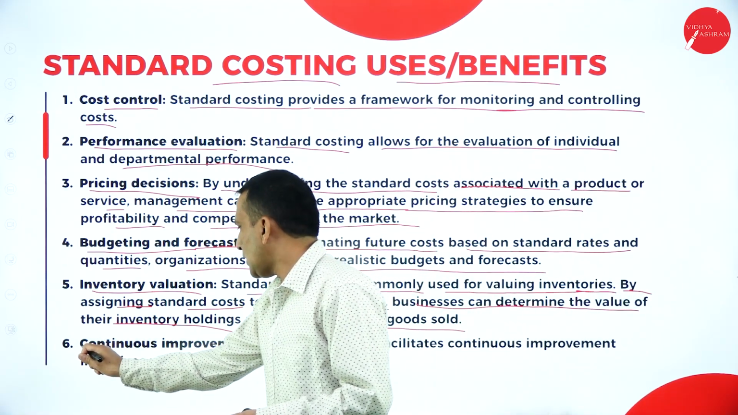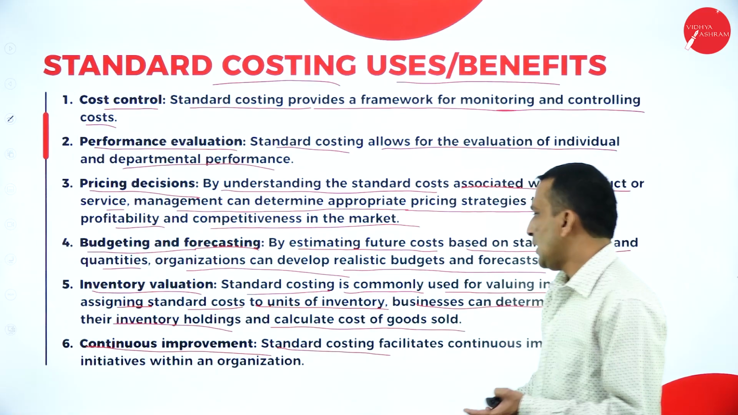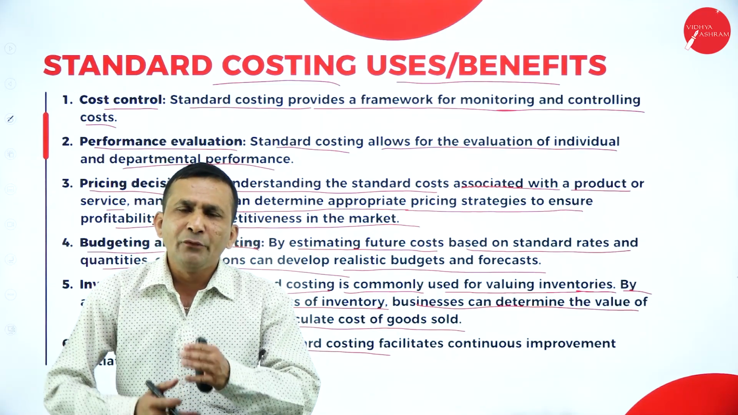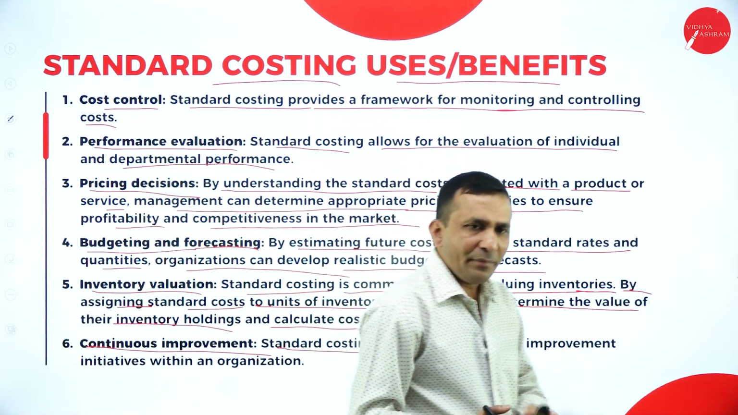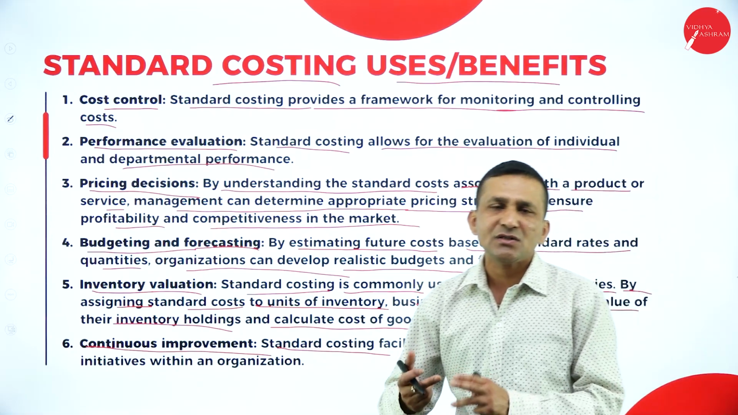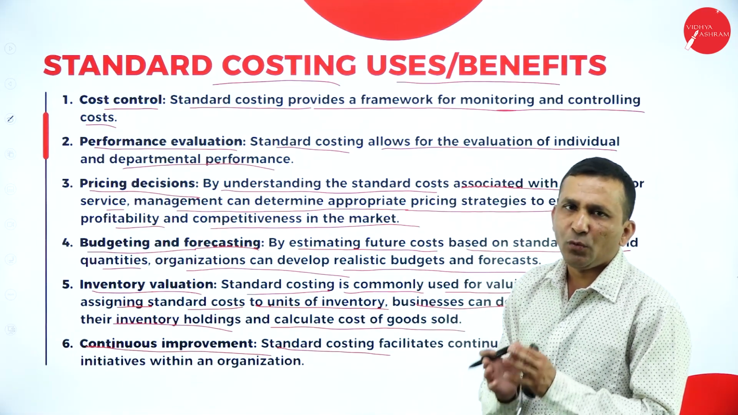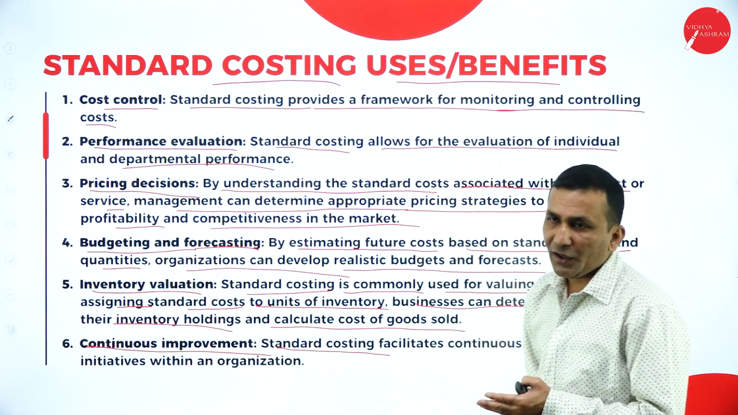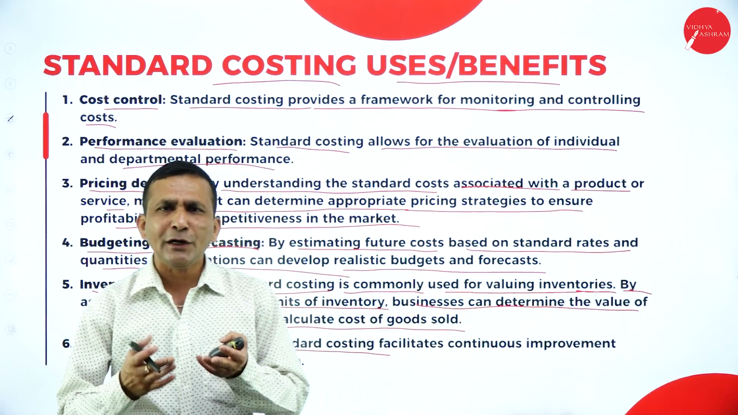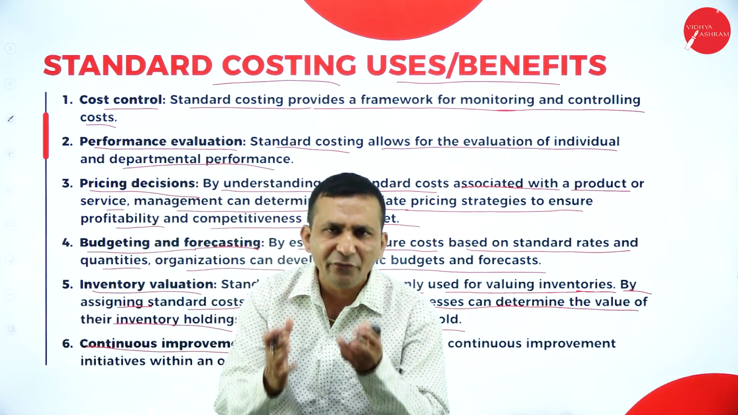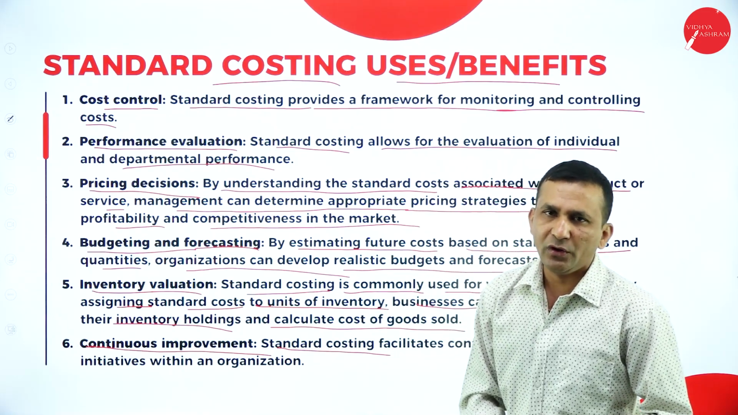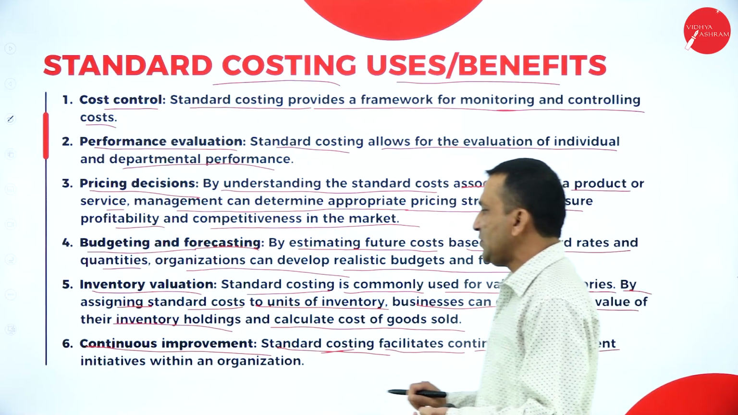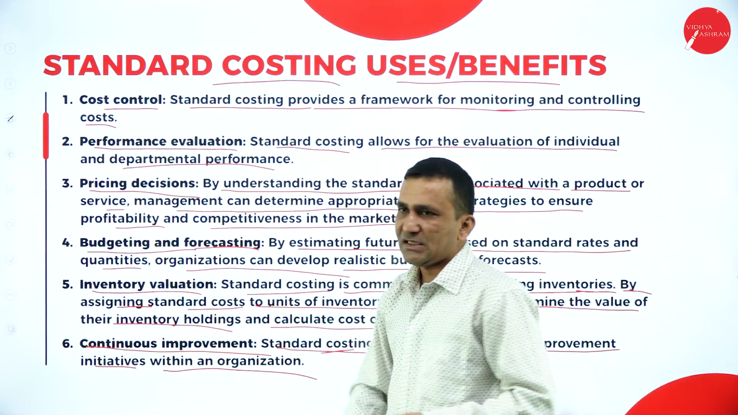And last, continuous improvement. If the standard is set for the first time, it can be revised the next time. Obviously, according to the conditions, the standard is modified. So we are not maintaining one particular standard for a long period. Obviously, we need to find the improvement here. Majorly we are talking about the improvement of overall performance, efficiency, and effectiveness of the individual department or individuals. So the standard cost facilitates continuous improvement initiatives within the organization.